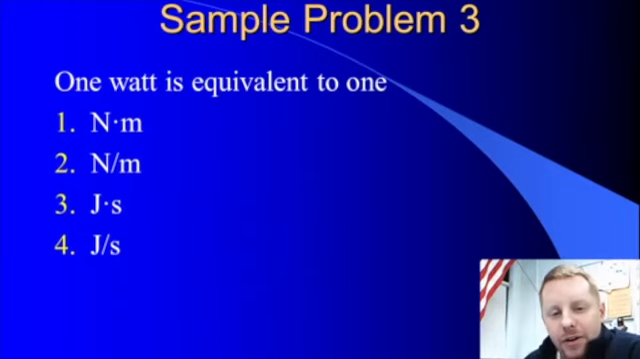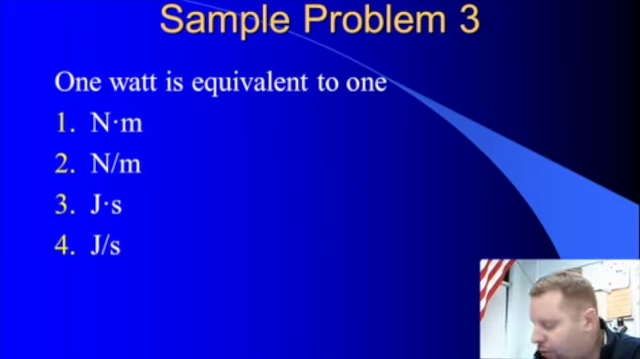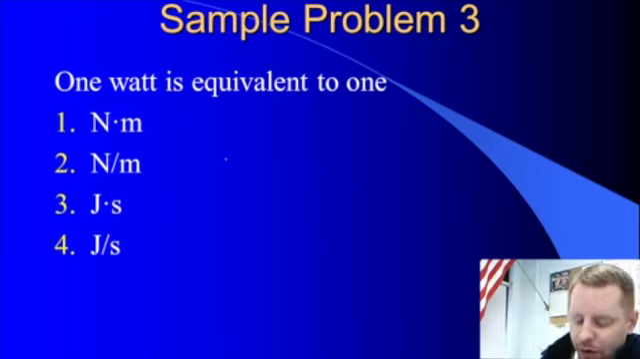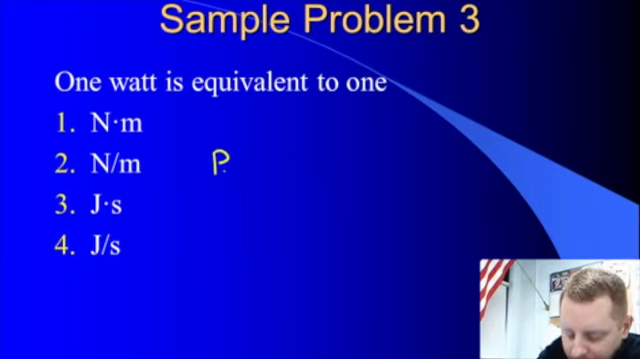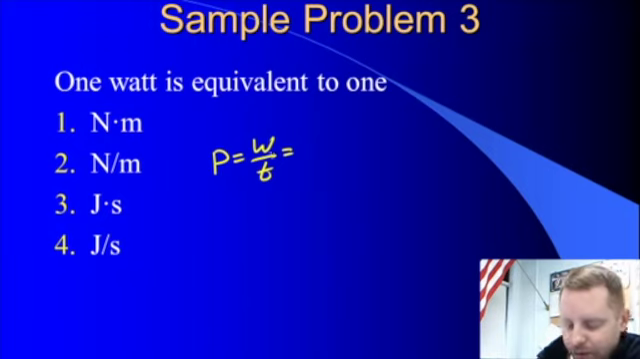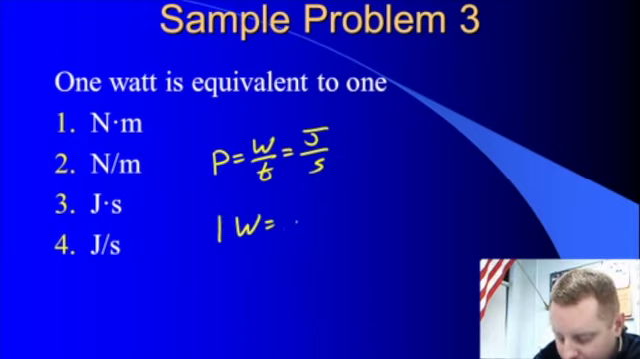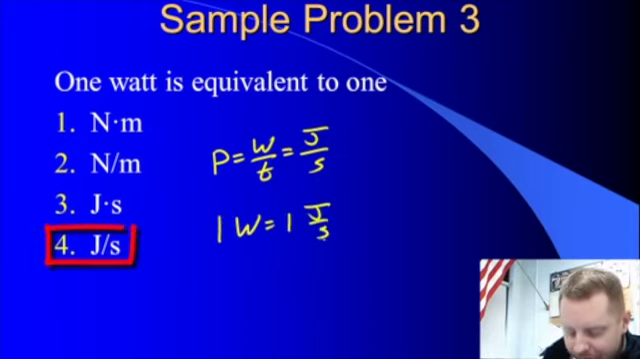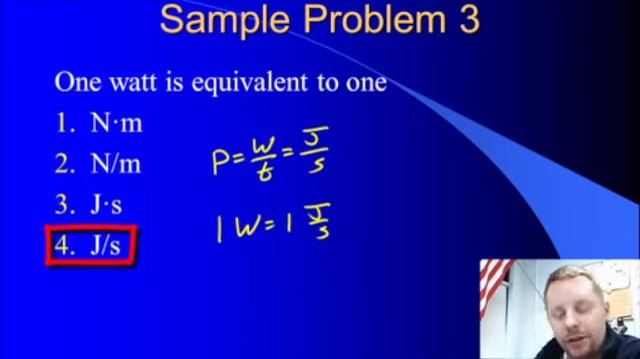Here we have a question on units. 1 watt is equivalent to what? We've got a choice of a newton meter, newton per meter, a joule times a second, or a joule per second. And if you recall, a watt is a unit of power, and power is work or energy divided by time. Units of work or energy are joules, time is in seconds, so a watt is going to be equal to a joule per second. 1 watt equals 1 joule per second. Therefore, our answer must be choice 4.